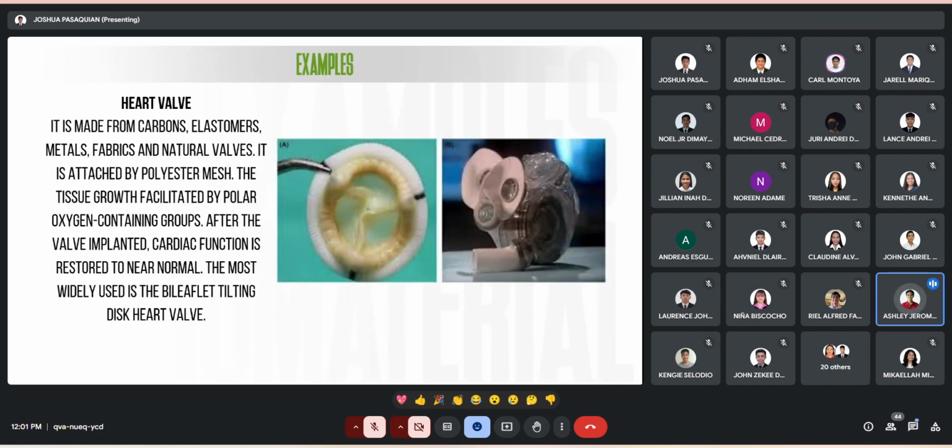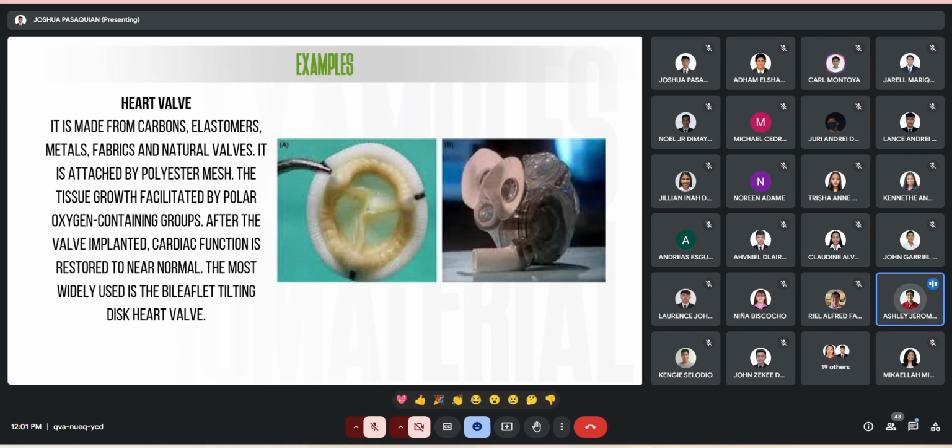So next is a heart valve. It is made from carbons, elastomers, metals, fabrics, and natural valves. It is attached by polyester mesh. The tissue growth is facilitated by polar oxygen-containing groups. After the valve is implanted, cardiac function is restored to near normal. The most widely used is the bileaflet tilting disc heart valve.